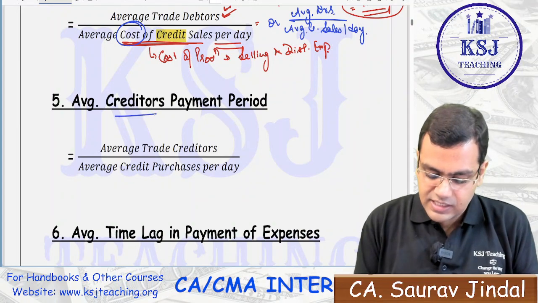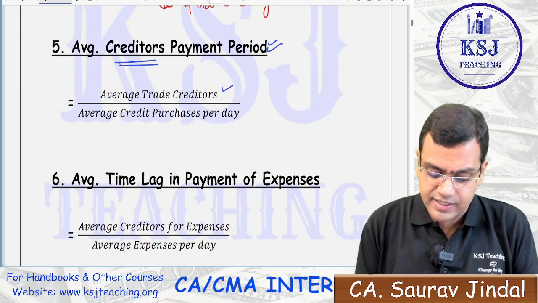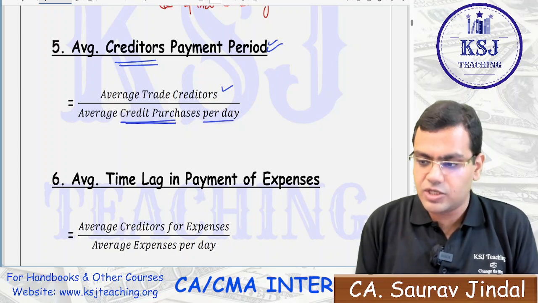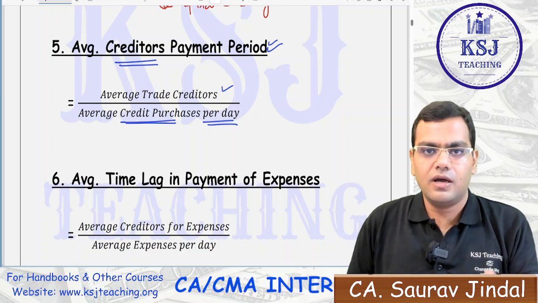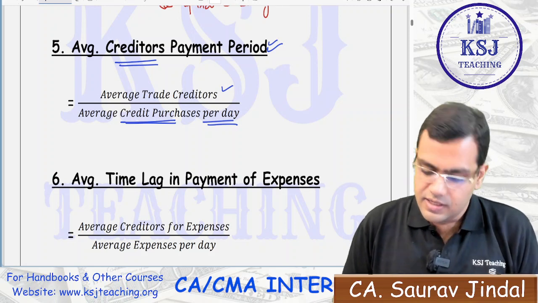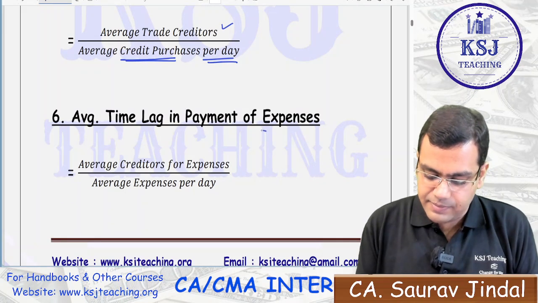So what is the creditors payment period? The creditors payment period is average trade creditors divided by average credit purchases per day, right? So that represents the period for which the creditors are giving us the credit, right? Now this is the creditors average time lag in the payment of expenses.